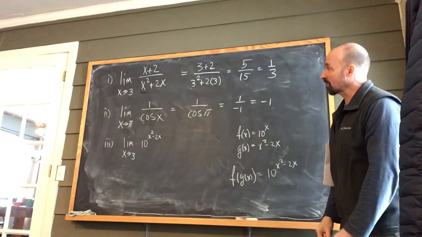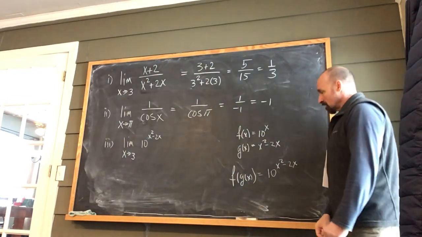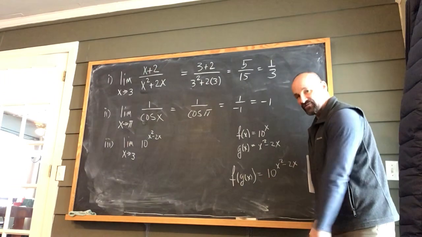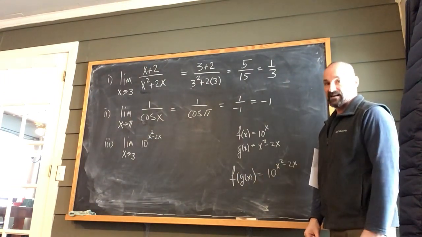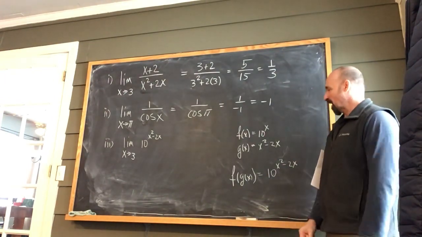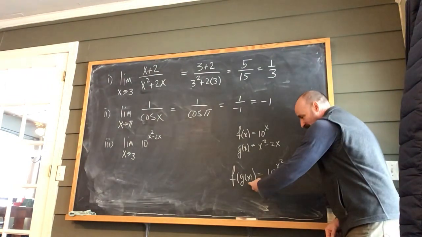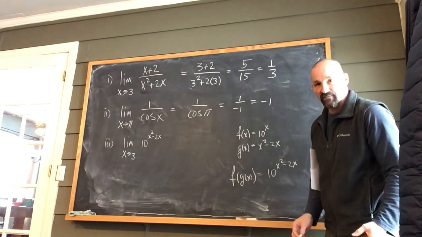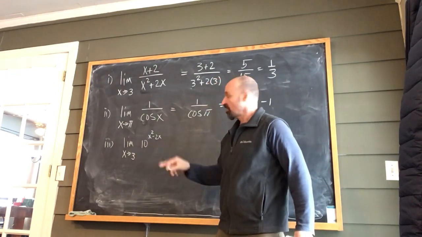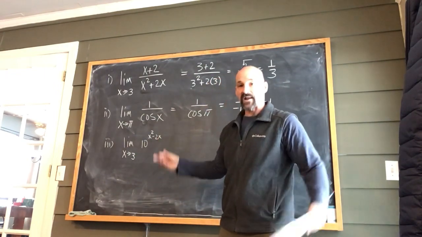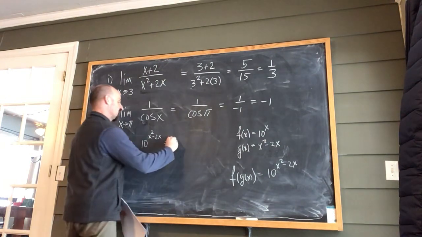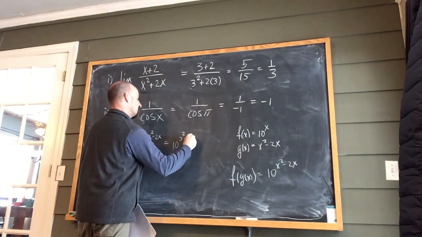We did have a continuity law that said if this function g was continuous at c, and this function f is continuous at g of c, then the composition is continuous at c. So both of these functions are continuous on their domains. Both of their domains are all reals. So this composition here will be continuous everywhere as well. So since this function is continuous at 3, that limit there equals the function value at 3. So to evaluate the limit, I just need to substitute in 3. So this limit is 10 raised to the 3 squared minus 2 times 3 power.